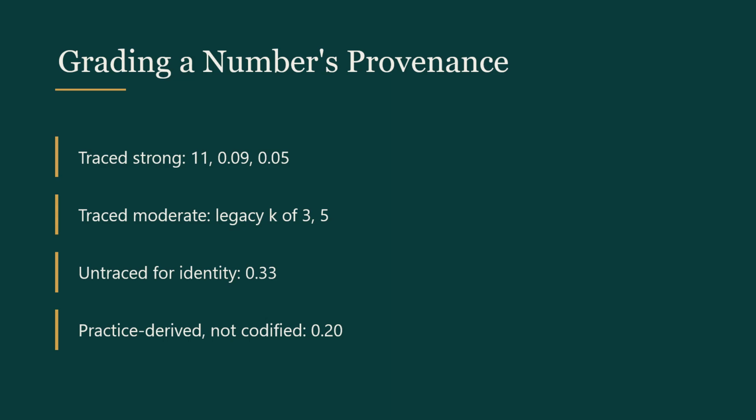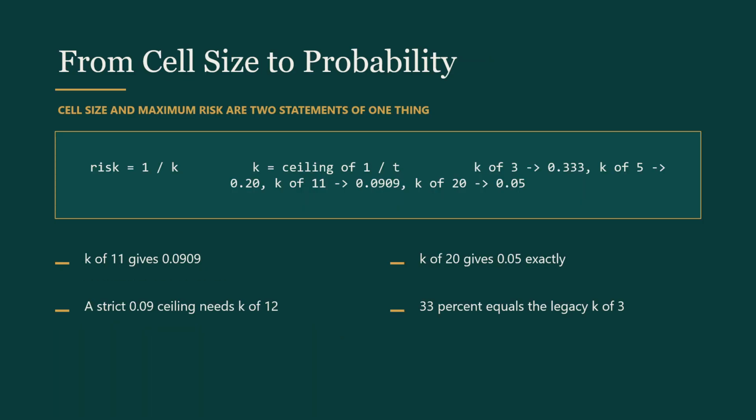Say that out loud in your reports. A number you have graded honestly survives challenge. A number you have oversold does not. Every cell size rule is a probability threshold wearing different clothes, and you must be able to translate in both directions on demand. Going from cell size to risk is division.